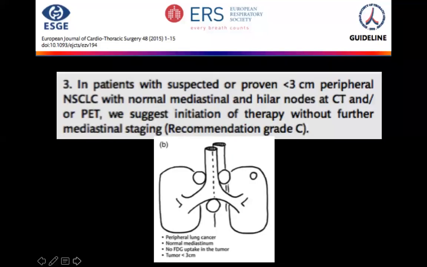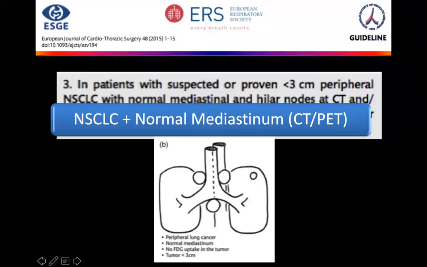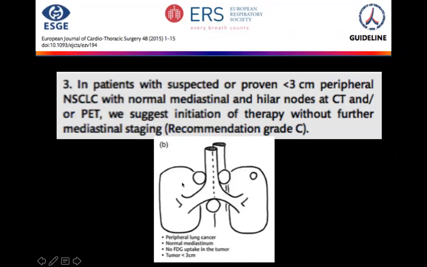Okay. Now, next scenario. Peripheral lung cancer, normal mediastinum, no FDG uptake in the tumor and tumor less than 3. Okay. What are you going to do in this scenario?